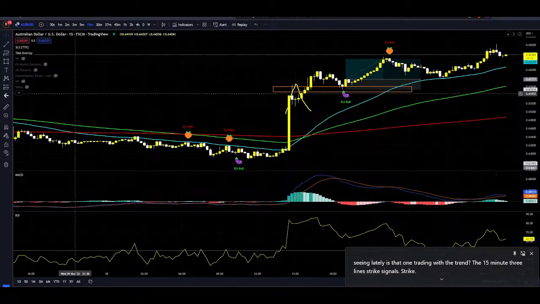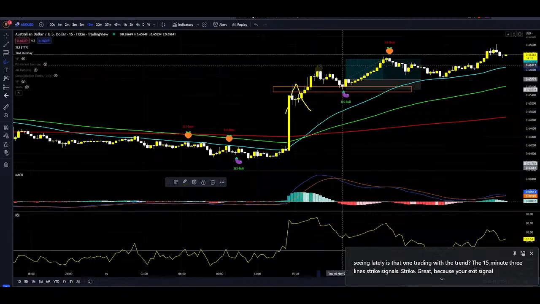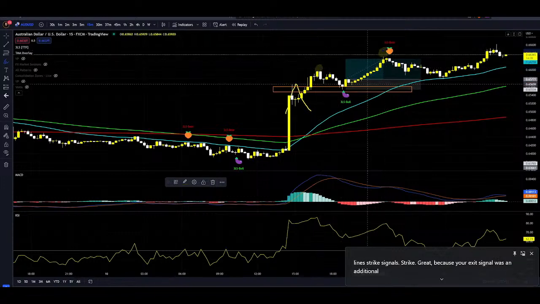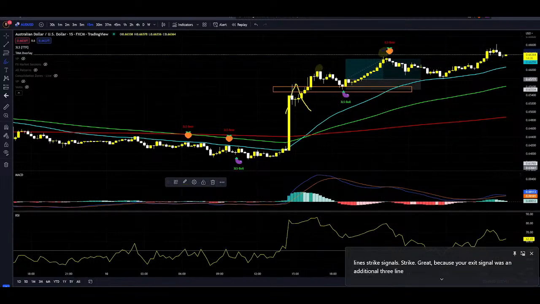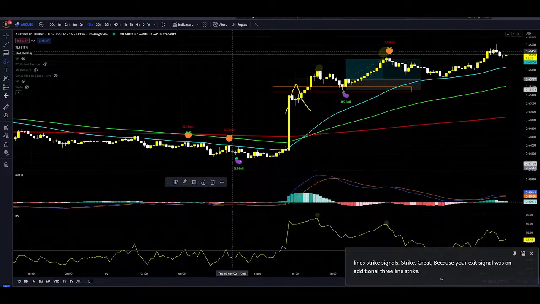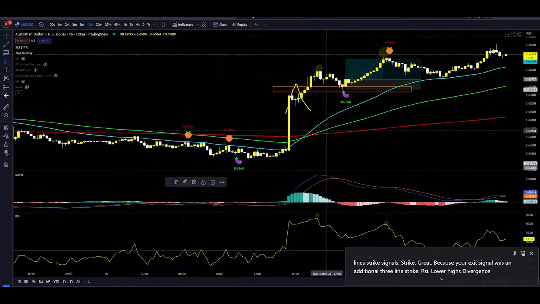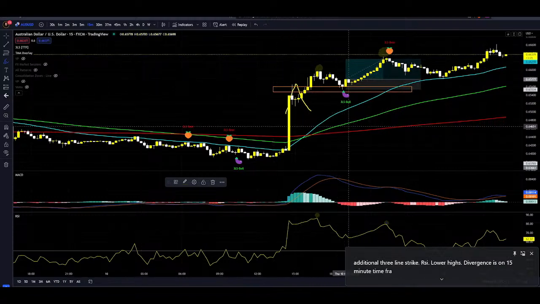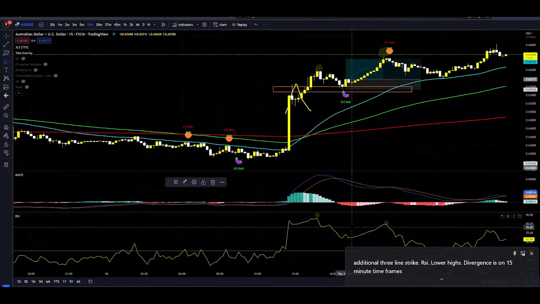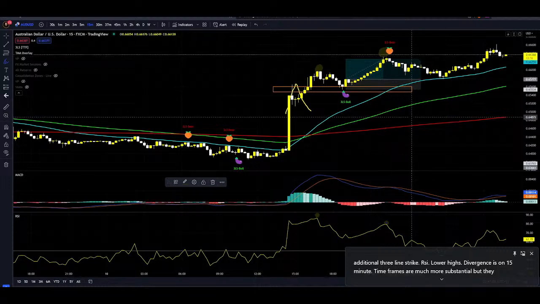And if you look closely, you can see that we had a higher high and a higher high, and on the RSI, we had lower highs. Divergences on 15-minute time frames are much more substantial, but they usually start with a divergence on a lower time frame. So that's pretty much everything that you need to know about why I use these moving averages, why I use oscillators, and how market structure and support and resistance levels work.